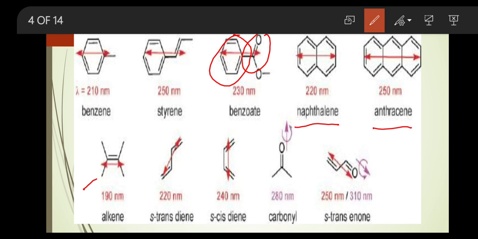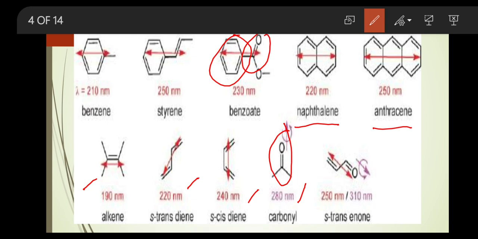Diene means two double bonds. Two double bonds are present in the molecule, therefore it is a diene. One is absorbing at 220, another at 240, and there is a molecule having a carbonyl functional group, C double bond O, and the C double bond O functional group is absorbing the light energy at 280 nanometers.